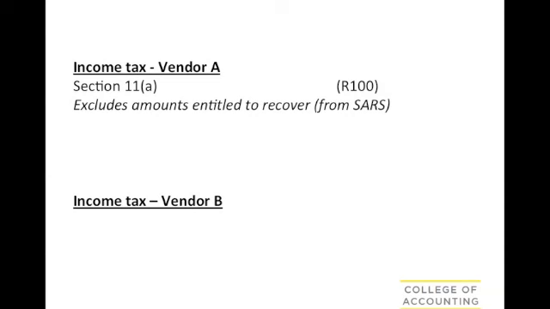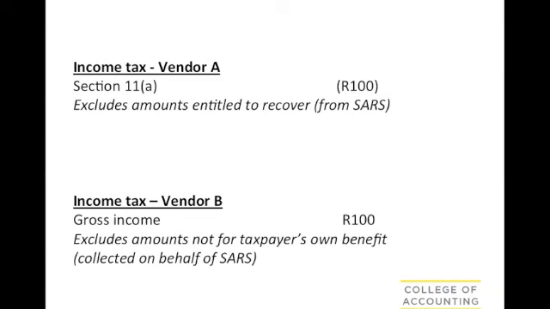And on the other side of the transaction, vendor B has gross income of 100 Rand. Why not 114 Rand? Because the 14 Rand has been collected for the benefit of SARS, and gross income includes only those amounts received for the taxpayer's own benefit. And in this transaction, only 100 Rand was received for the taxpayer's own benefit. The other 14 Rand was collected for the benefit of SARS. So that's the accounting and the income tax for a simple transaction using the actual cost.